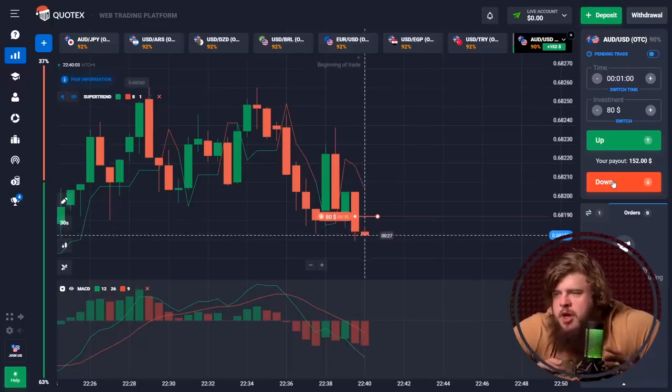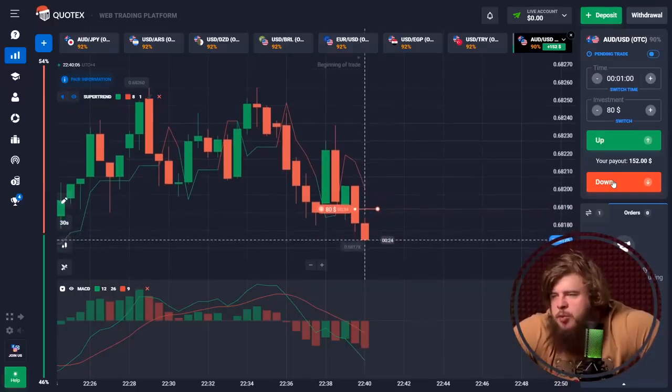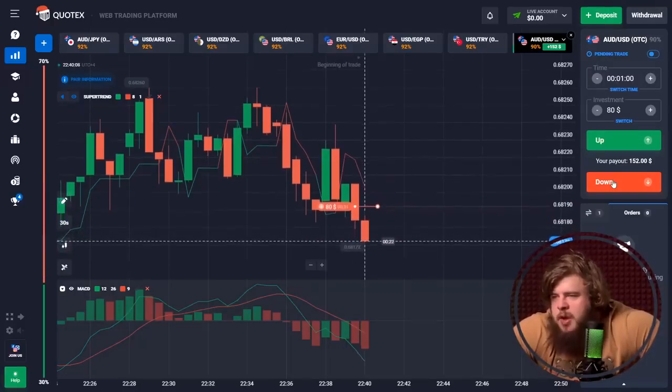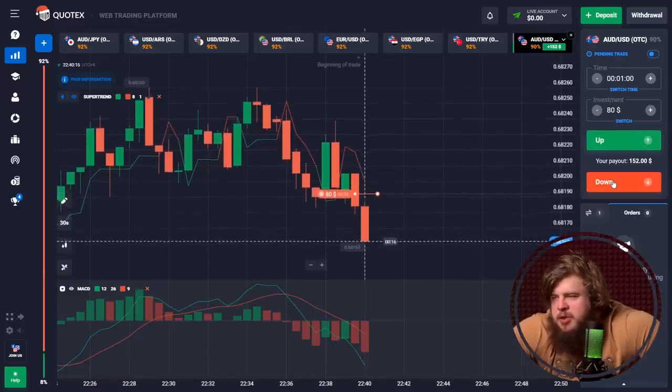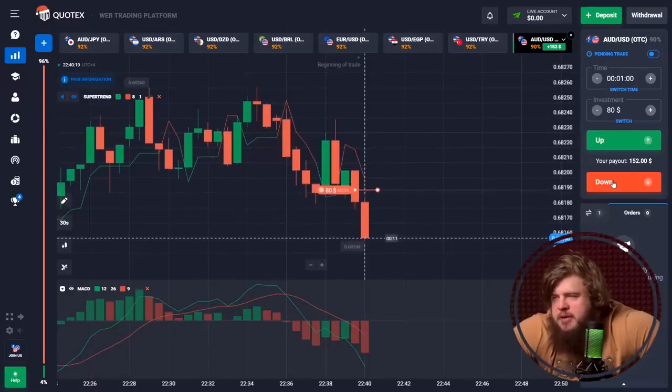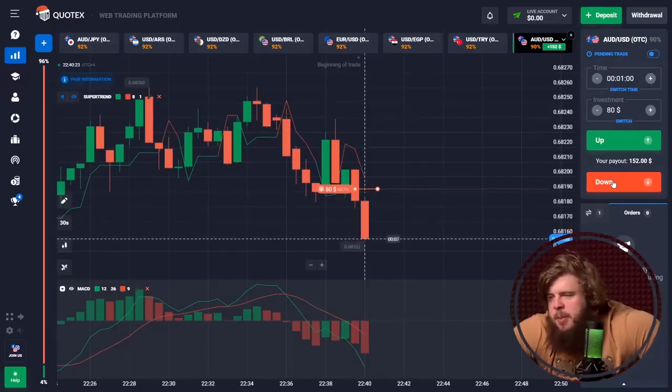For those who don't know how the SuperTrend indicator works, you need to pay attention to the position of the candles. If candles are below the line of the SuperTrend, this is a short signal. Contrary to that, if candles are above the SuperTrend line, this is a signal for the long position.